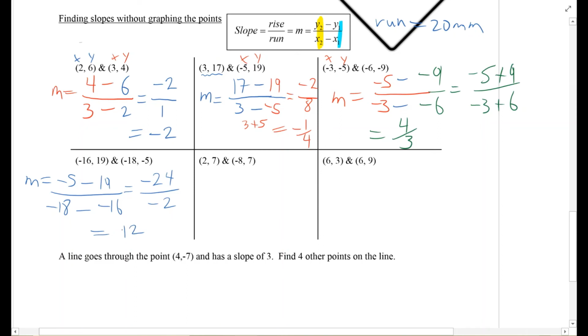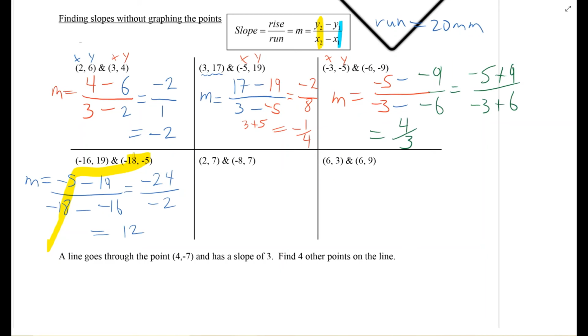How many people got 12 for that one? Good. So what I did is I put this second point at the front. Did anyone else do that? Okay, so I had positive 12. And so I put the negative 18 and negative 5 at the top, at the front. Did anyone else do that? No? Notice that we got the same answer?